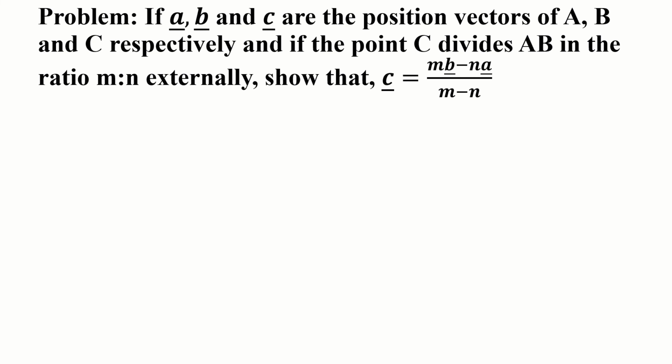If A, B and C are the position vectors of A, B and C respectively, and if the point C divides AB in the ratio m is to n externally, then C vector is equal to (m B vector minus n A vector) divided by (m minus n). Proof.